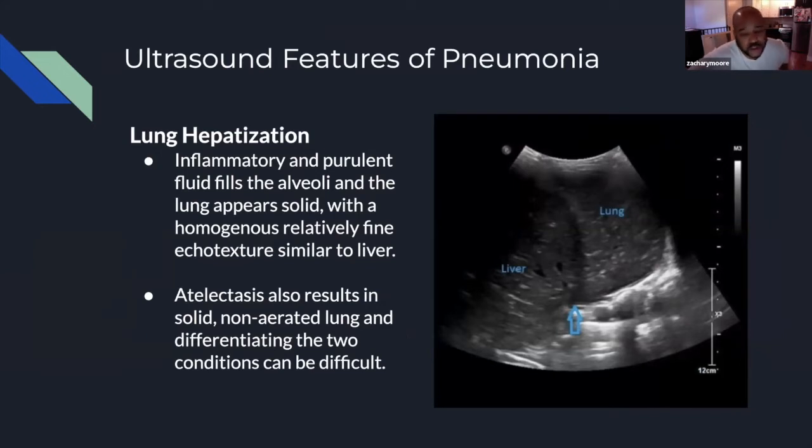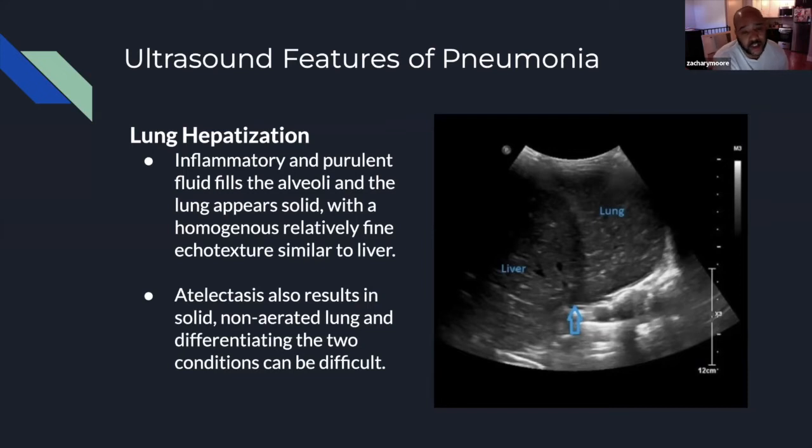Pneumonia progresses through stages, and the ultrasound changes vary depending on the degree and extent of the consolidation. You're going to have inflammatory and purulent fluid filling the alveoli, and the lung appears solid with a homogeneous, fine, equal texture, and it looks pretty much similar to a liver. Pathologists often call these macroscopic changes hepatization, and that's where we get lung hepatization from.